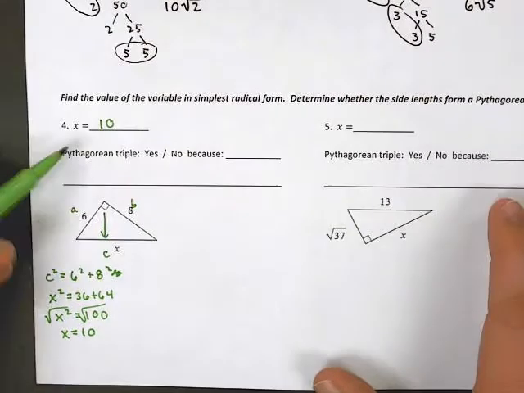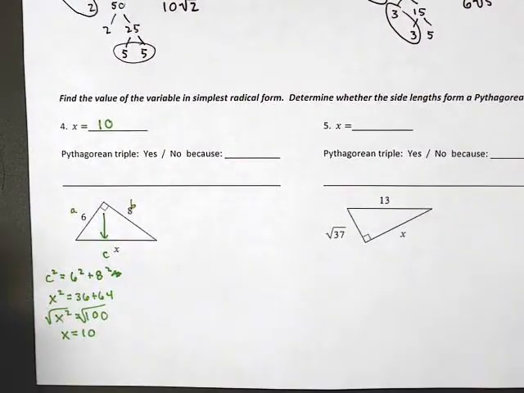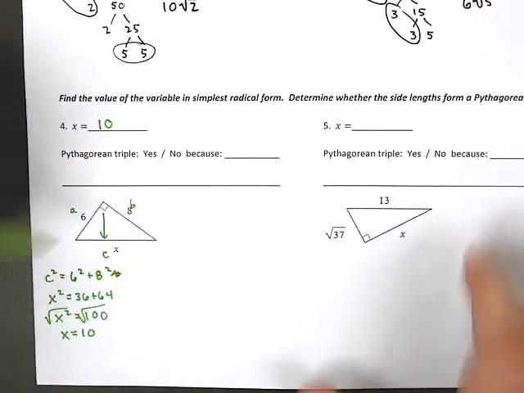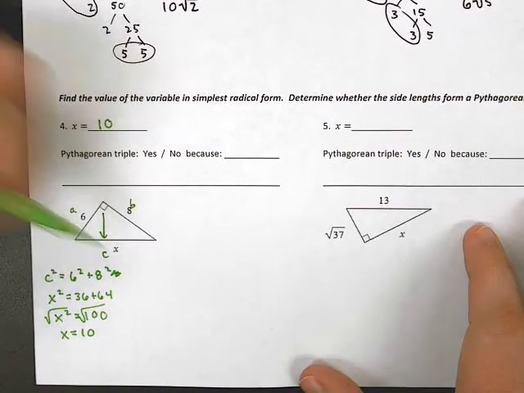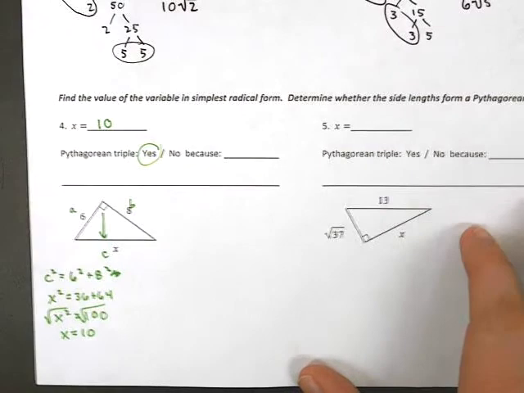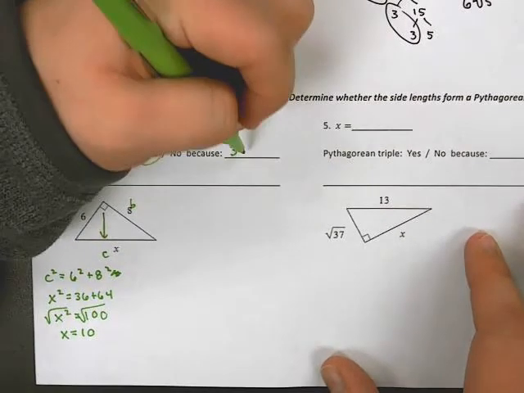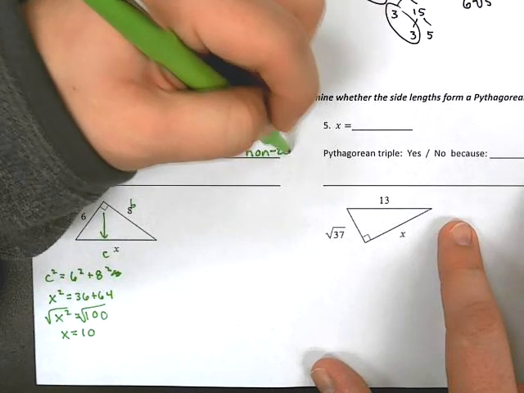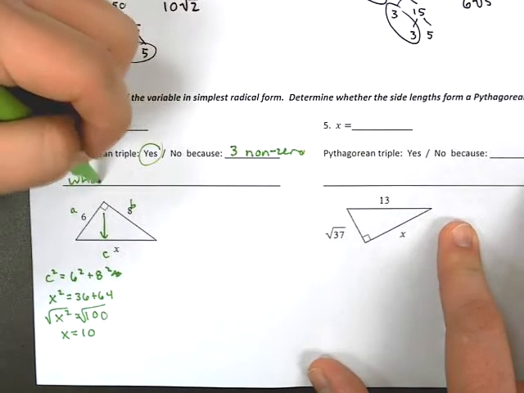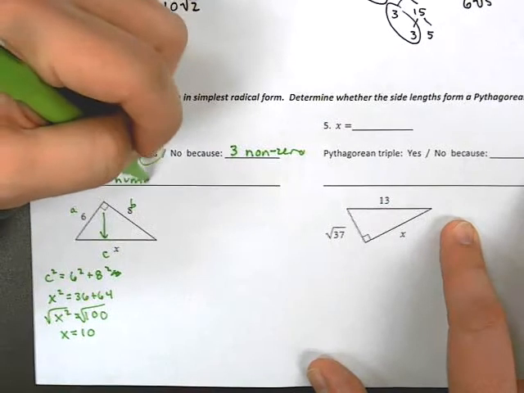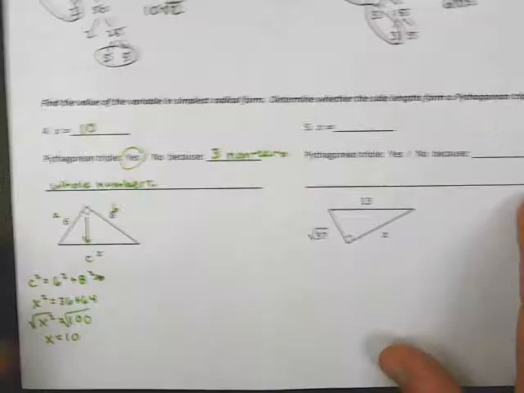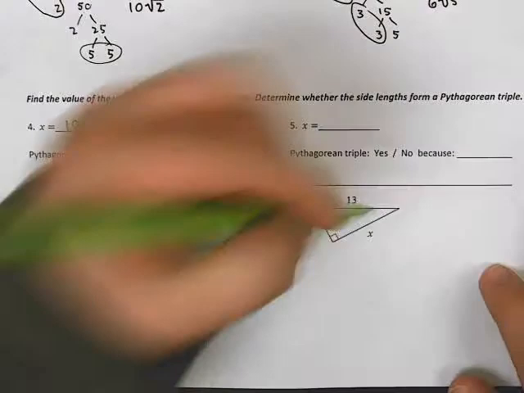Alright, so x equals 10. And then I look, how do I tell if it's a triple or not? Well, I just have to have 3 nice non-zero whole numbers. 6, 8, 10. Oh yeah, for sure. Because 3 non-zero whole numbers. Alright, easy enough. When I move on to the next one, again, I label.